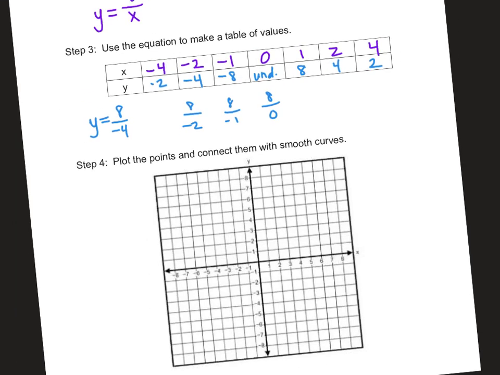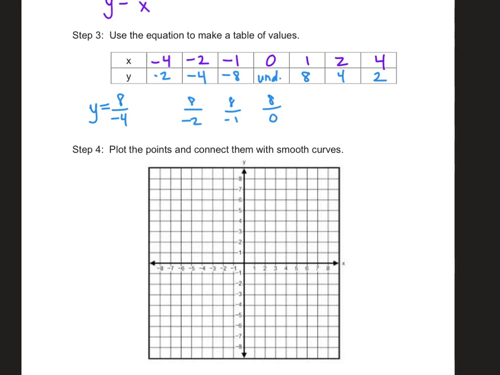Let's see, can I make this all fit? Okay, there we go. So let's just plot some points, and this should take the shape of 2 curves like we saw in the examples. So -4, -2, it's right there. -2, -4. Oops, and then -1, -8 is way down here. Okay. At 0, it's undefined, so when x is 1, y is 8, x is 2, 4, and 4, 2.